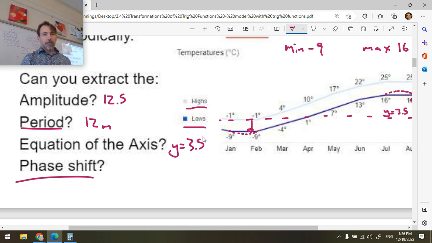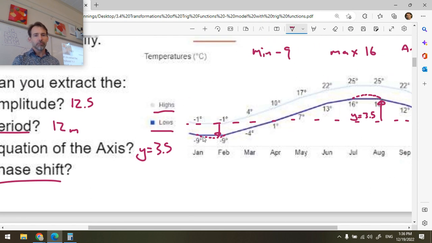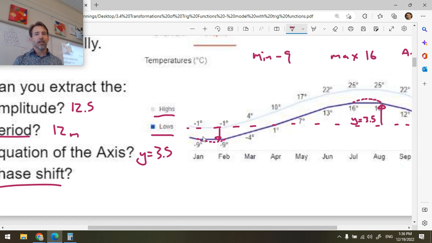Okay? What's the phase shift again? That's kind of determines our initial position. It's the D value. How far to the left or right is it shifted? Okay? Here is one strategy to work visually to find the phase shift. Let's say I want a sine curve. And I want to model this with sine.